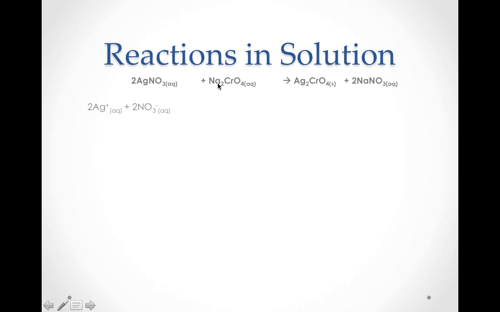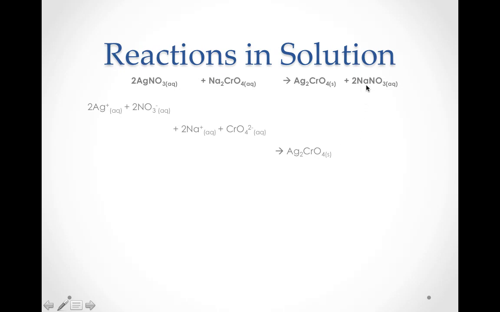So if we look at this, we have Na2CrO4. Okay, so this is going to split apart into 2Na+(aq), okay, and there's 2 Nas because of the subscript here, and CrO4, which carries a charge of 2-. Both of these are going to be aqueous. Okay. Now, if we look at silver 1 chromate, it's in the solid form. Okay, so that tells us that it actually does not dissociate in solution and remains as a solid. So we will write that as is.